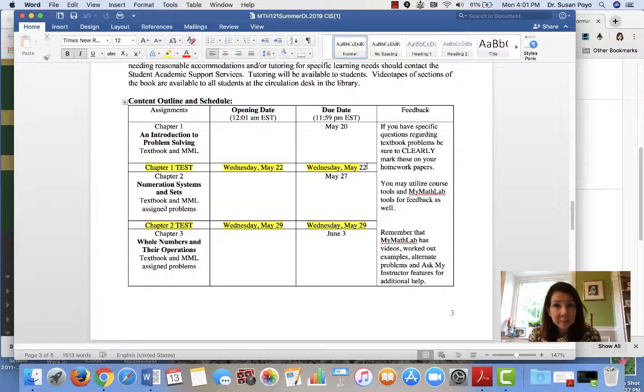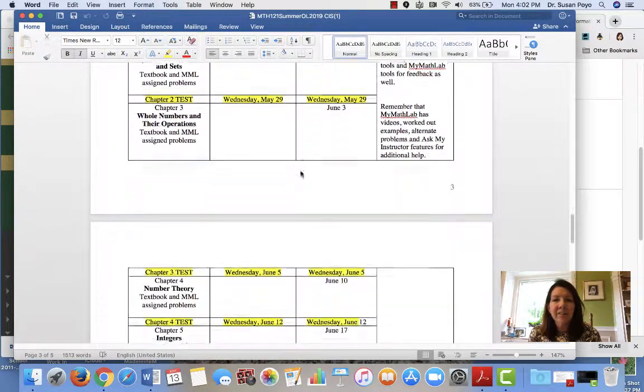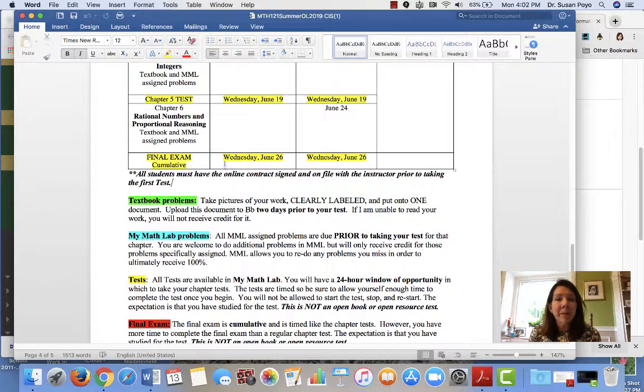Please make sure that you hear me say this now. The tests are expected to be a test that you take after having studied the material. In other words, no resources. You may use your calculator and obviously scrap paper, but the scrap paper should be blank. There should be nothing on it, as if you were in my classroom taking a test. So again, it's not open resource, it's not open book. All right, so each of those test dates are listed here on this sheet, and then the final exam is cumulative, and that'll be on Wednesday, June the 26th.